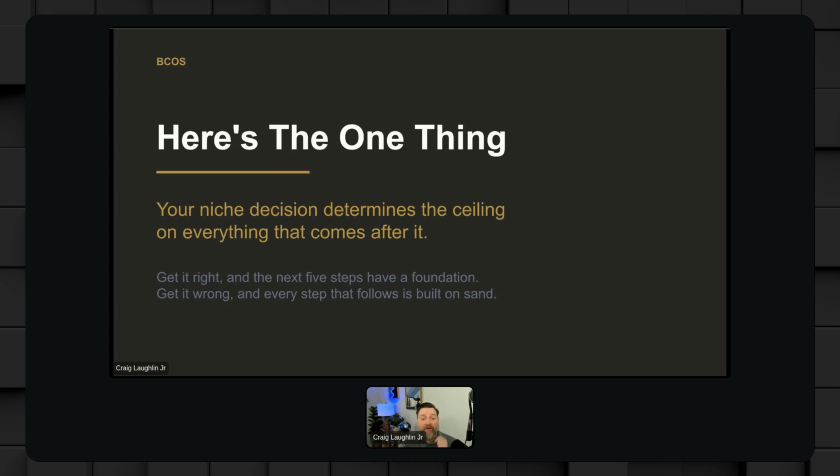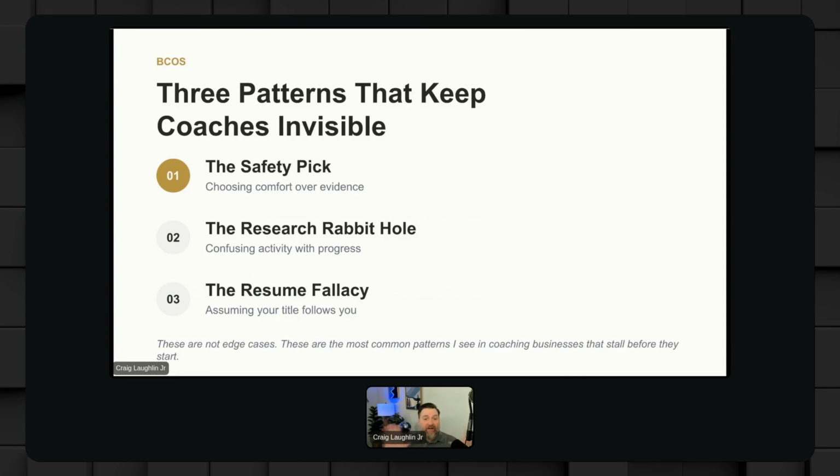And what I'm about to show you are the 3 patterns that keep that foundation from ever getting built. I call them the 3 patterns that keep coaches invisible. And I'm going to sit in the pain with each one because I think that's where the real learning happens, not in the solution exactly, but in the deep understanding of the problem. These are not outliers. These are the most common things I see when coaches come into the system and start working Industry Navigator. Each one feels rational when you're inside it. That's what makes them dangerous. They disguise themselves as wisdom, as preparation, as logic. But they're all different versions of the same thing: avoiding the discomfort of a real decision.